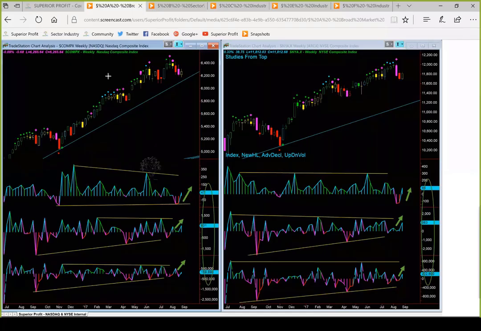Every week, we look at broad market internals using the NASDAQ composite index on the left-hand side weekly chart and the NYSE composite index weekly chart on the right-hand side. Because this analysis is using broad market indices and weekly charts, this is to be used only for long-term investing decisions, not for swing trading and certainly not for day trading.